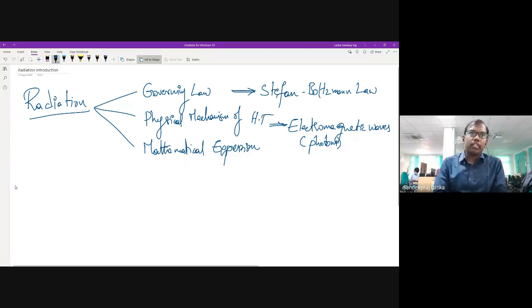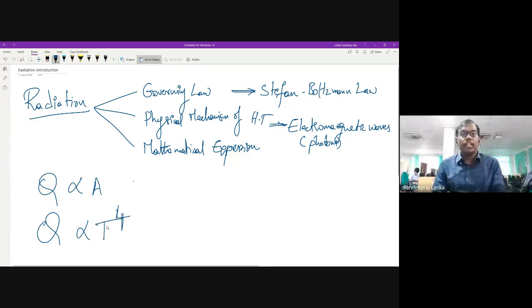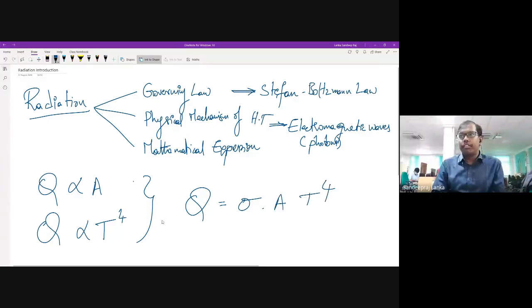And the mathematical expression: the Stefan-Boltzmann law states that heat transfer by radiation is proportional to the area, and also Q is proportional to the fourth power of temperature. Combining these two, what I get is Q is equal to sigma into A into T to the power of 4. This will be my mathematical expression. So this is in general the introduction to radiation.